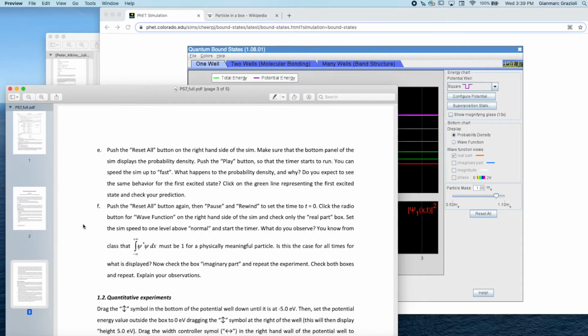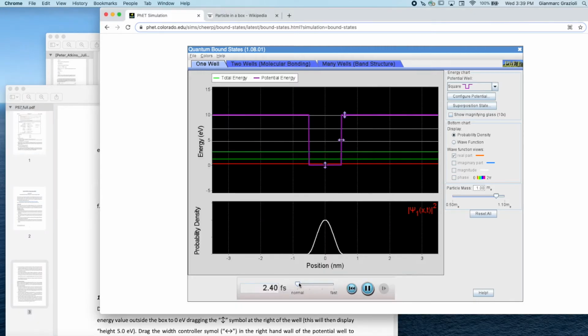So what happens? Okay, why? All right, and they want us to check different excited states. So let's put this thing up fast so that if it's changing, we're going to see it. And if we click on these different states, is it changing? Now, these probability density functions are not changing. What if I look at the wave function? Ooh, they're going fast now, right? Yeah, so the wave function is changing. The probability density function is not.